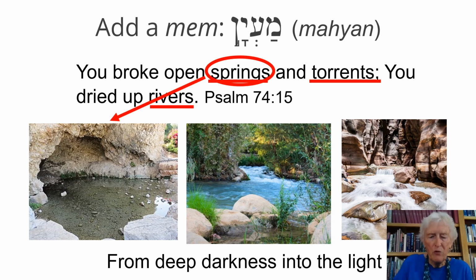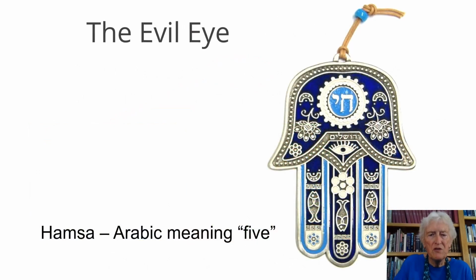Now, another thing I want to show you is really interesting, because this is something that if you go to Israel, you might buy this. It's called the evil eye. It's a hamsa, which is Arabic meaning 5. But I want to show you the symbolism, because you can also find it in Israel. The Israelis use this also. Somebody brought one back for me as a gift from Israel.